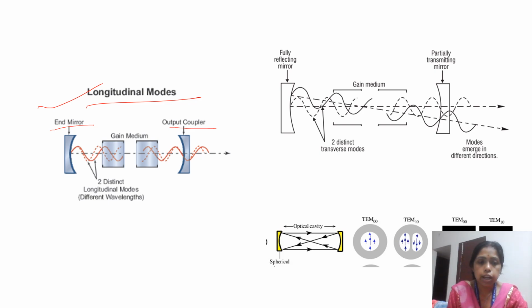Right. So here in the case of the longitudinal mode, you can see there are two distinct lines: one red line and one dotted line. You can see both photons will not have the same wavelength. Both photons have different wavelengths. So that means when all the photons come out from the device, they should be at the same wavelength. Otherwise, you will not get the high gain.